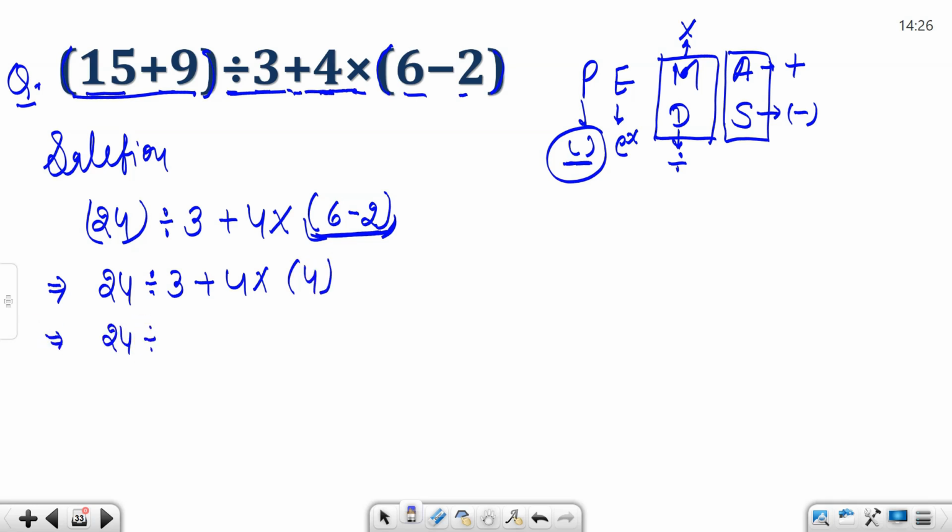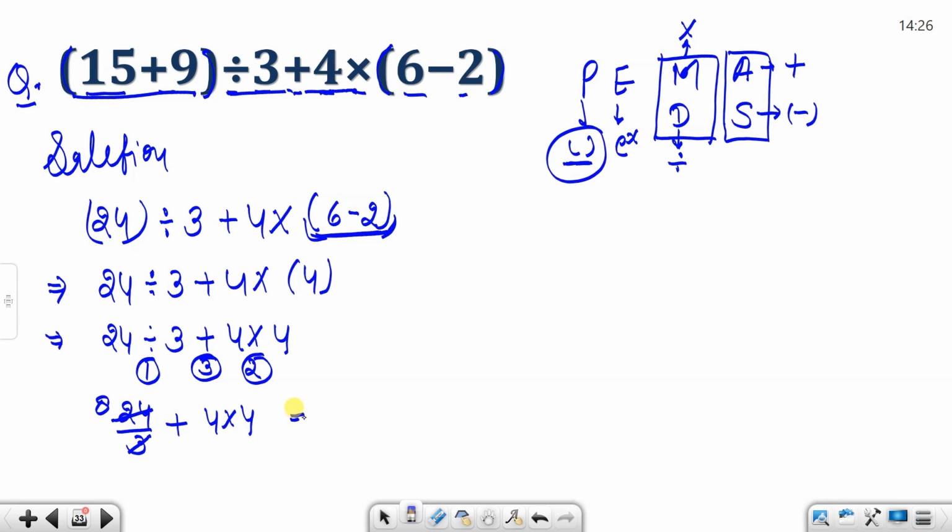24 divided by 3 plus 4 times 4. Here, we will first give priority to division, second priority to multiplication, and third priority to addition. So 24 divided by 3 plus 4 times 4. 24 will be divided by 3 at this point. Now let's solve further.